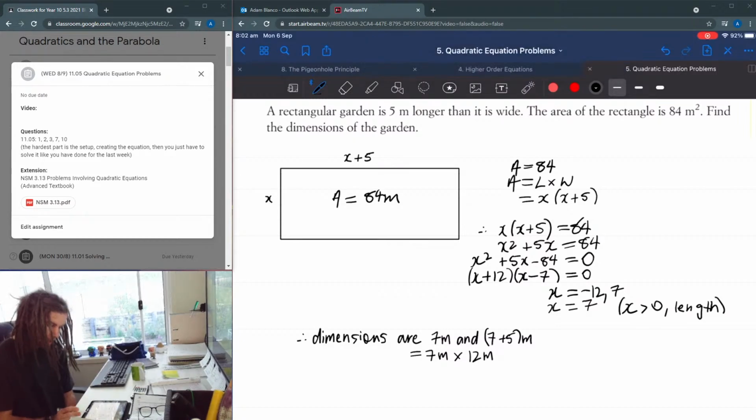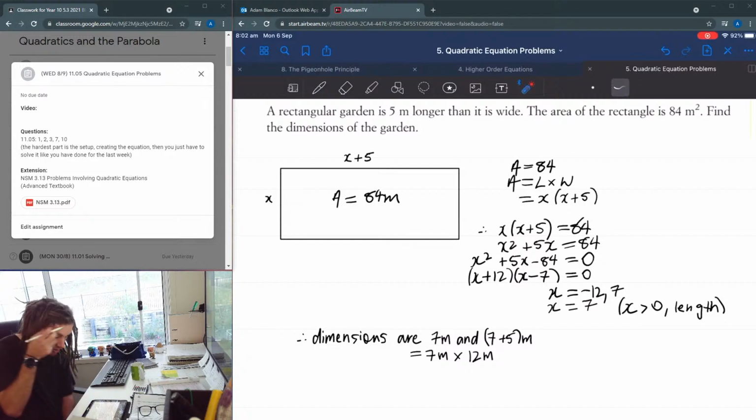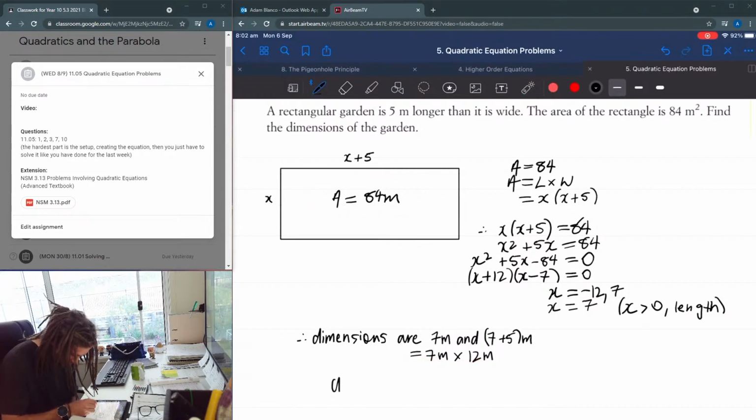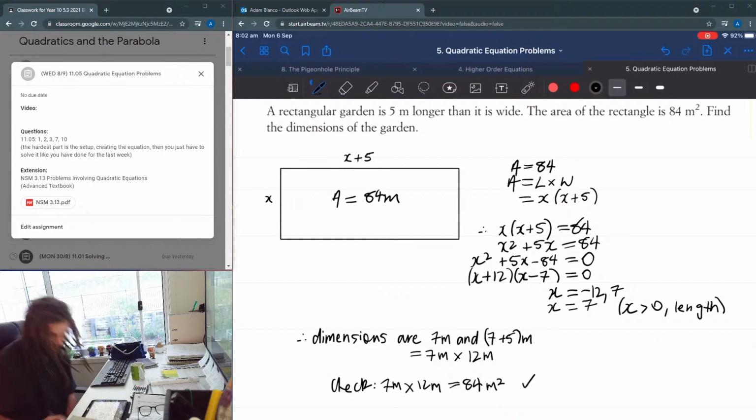Okay, and there's a quick check you can do. So obviously the question at the start said the area was 84. If you ended up with dimensions that don't multiply to 84, then you probably made a mistake. So that's just something you can do to check. So I'll do 7 times 12, is that 84? Actually, let's just do that. So check 7 meters times 12 meters equals 84 meters squared. Good. So I know that I'm good. So that's the area type of example.